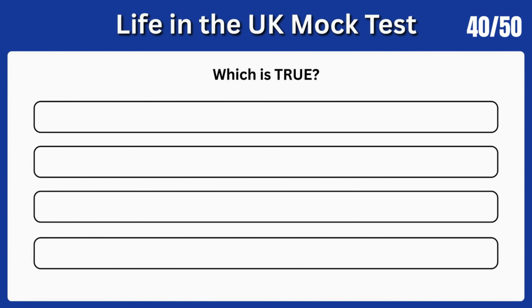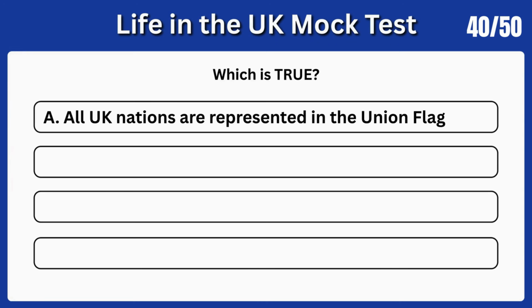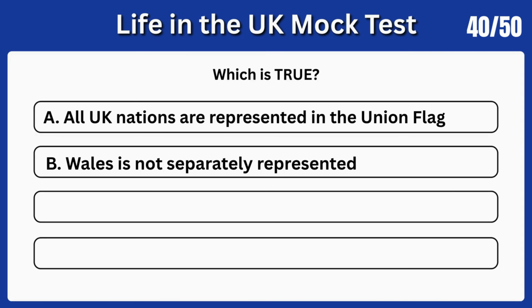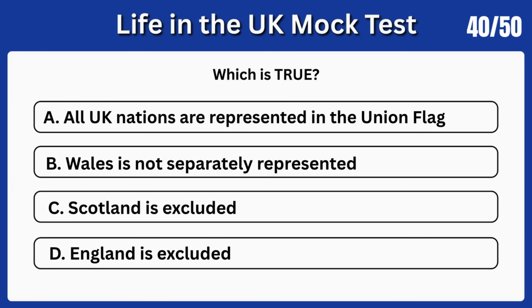Question 40. Which is true? A. All UK nations are represented in the Union flag. B. Wales is not separately represented. C. Scotland is excluded. D. England is excluded.